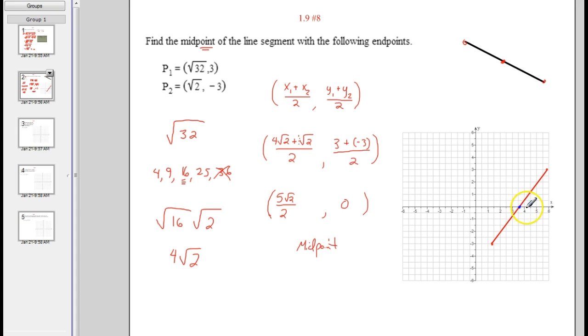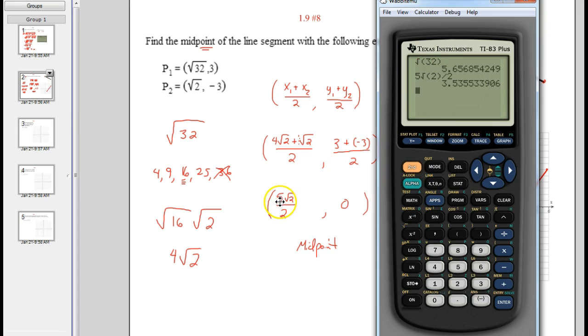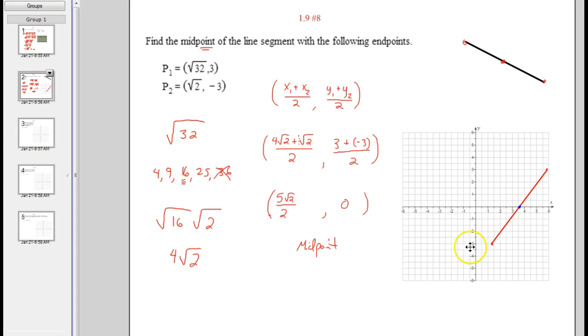Okay, so there's 3, there's 4, it's a little bit beyond 3.5, where it looks like it crosses the x-axis. And 5 times the square root of 2 divided by 2 is 3.53, like we said, a little bit beyond 3.5. So that's what we mean by it's the midpoint. I connected these 2 points. There's P1, there's P2. Right there, the point in the middle is what we found it to be. Okay, you are expected to leave it like this and not write it as a decimal.